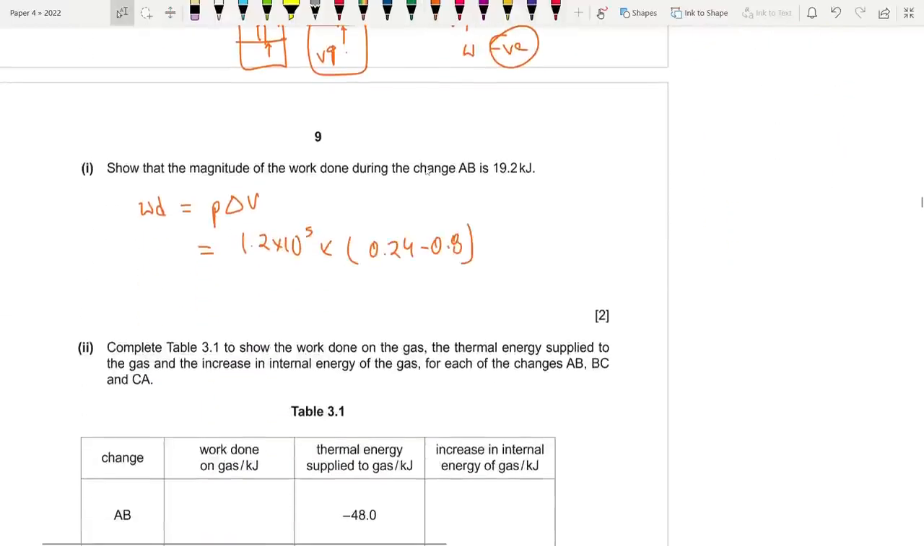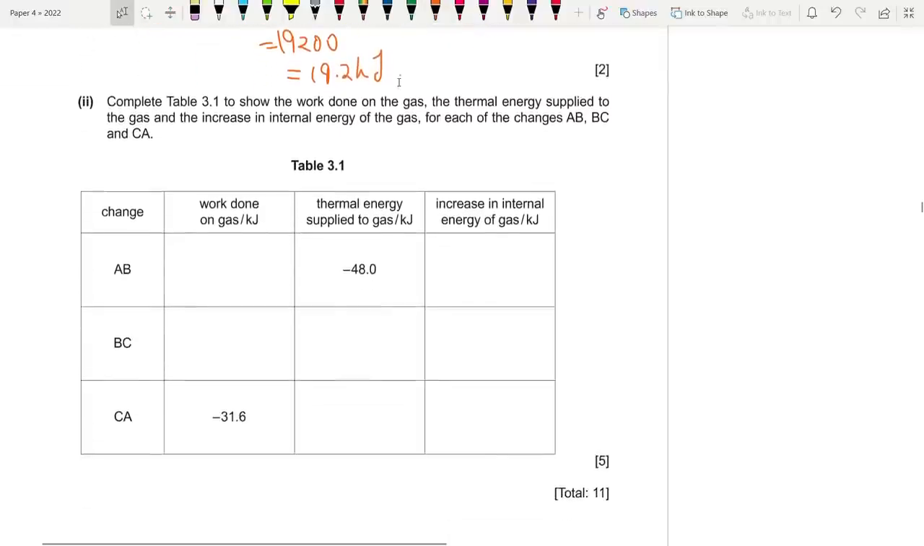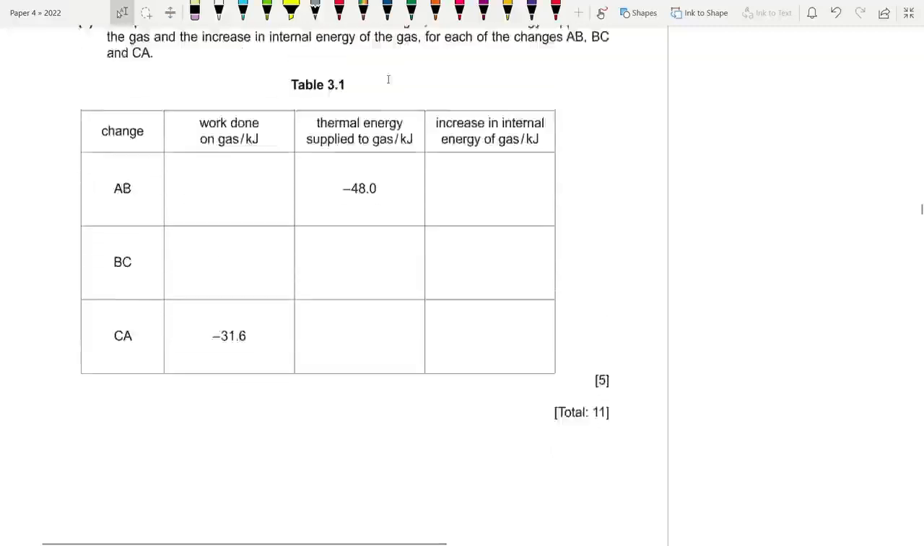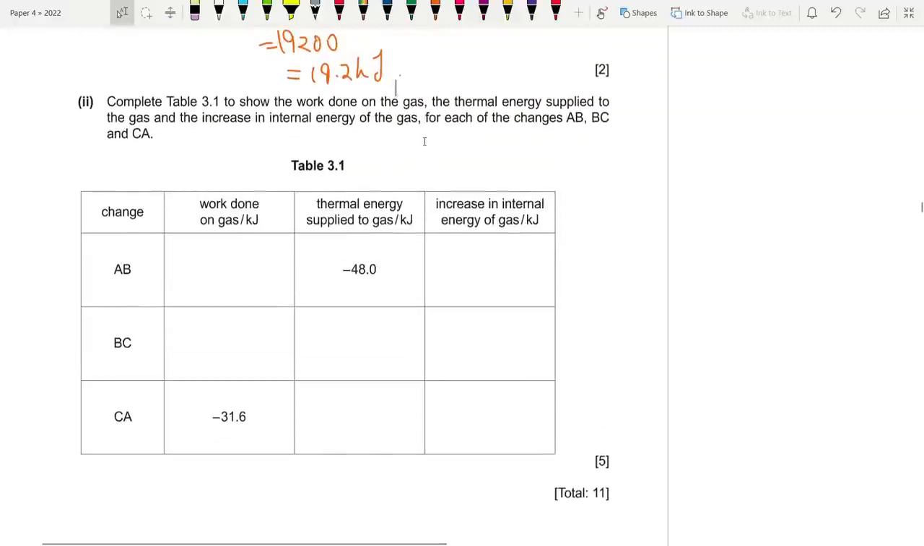So since volume decreased, work is in fact done on the gas. 0.24 minus 0.08 times 1.2 into 10 power 5. That's actually 19,200 or 19.2 kilojoules. All right, shown. Complete table 3.1 to show the work done on the gas, the thermal energy supplied to the gas, and the increase in internal energy of the gas for each of the changes. This is my favorite question. So we need the power of intuition to figure this out.